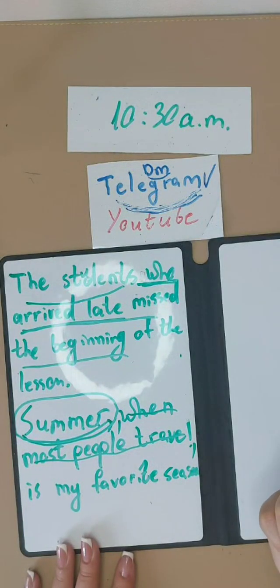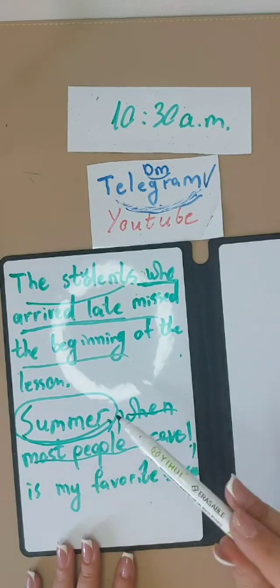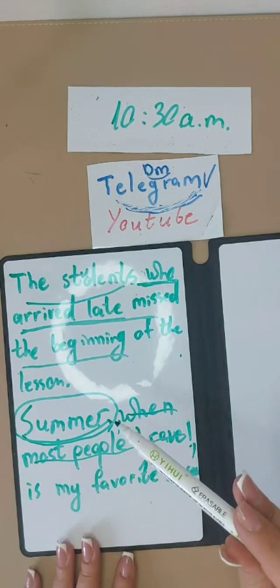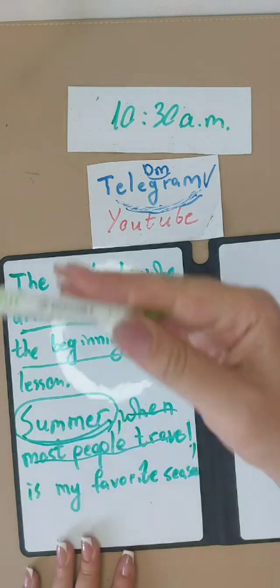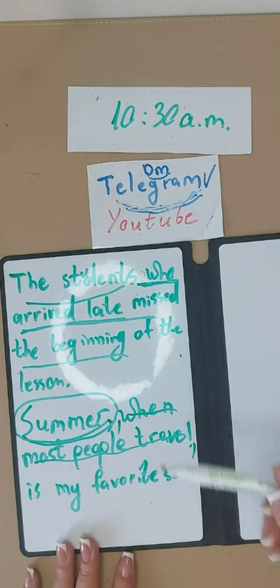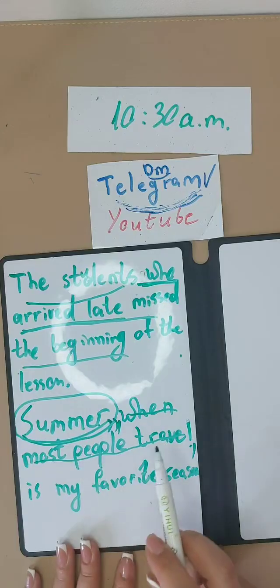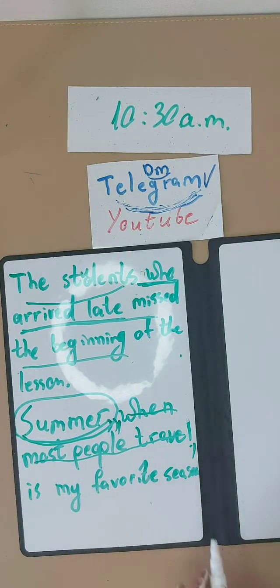Okay? Both of the sentences will be correct. It's just up to you. If you want to add more details, you can add this information. Okay? With commas. And say, summer, when most people travel, is my favorite season. Or summer is my favorite season.